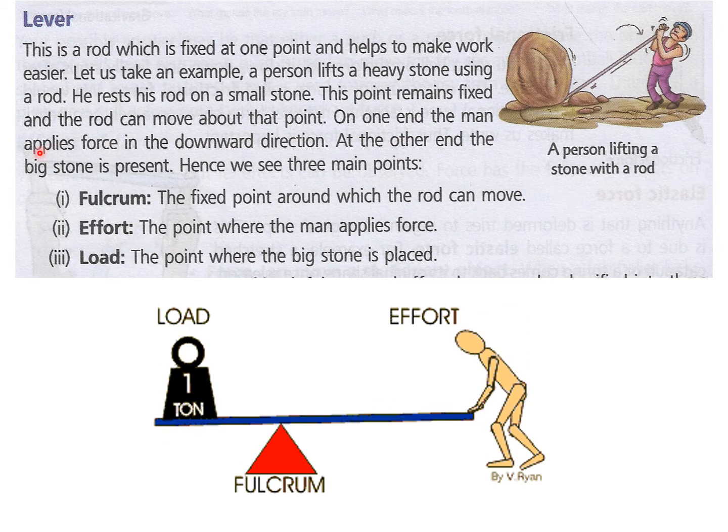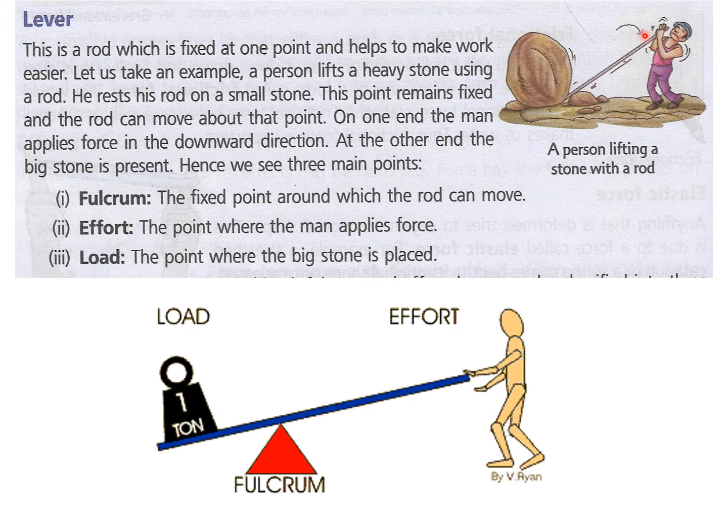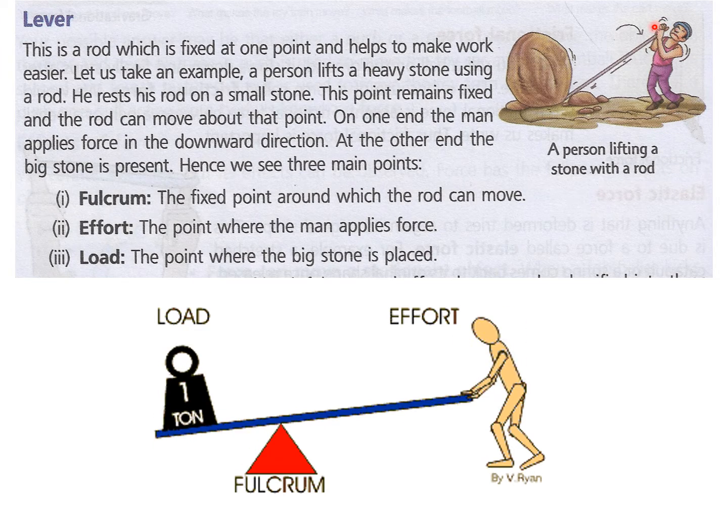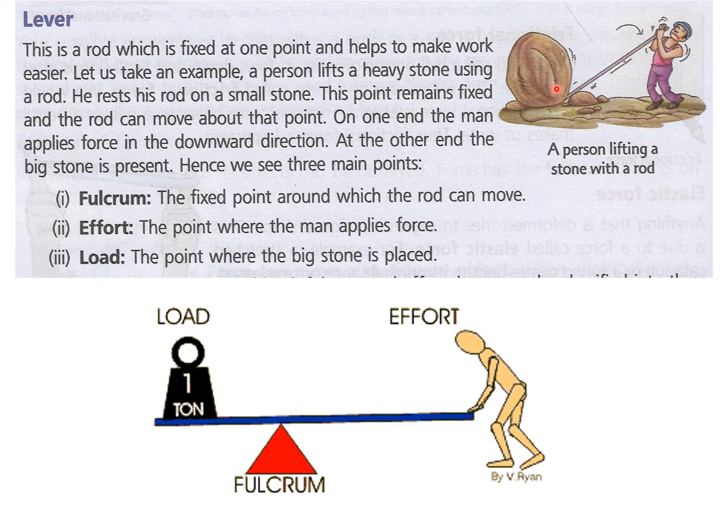On one end, the man applies force in the downward direction. He will pull the rod down to move this stone, that means towards gravity. When you pull or push anything towards gravity, it is easier because gravity is already pulling everything down. So when this man pulls this rod down, it will be easier for him to lift this stone or make it fall through the cliff. So this simple machine is making the work easy. At the other end, the big stone is present. Hence, we see 3 main points.